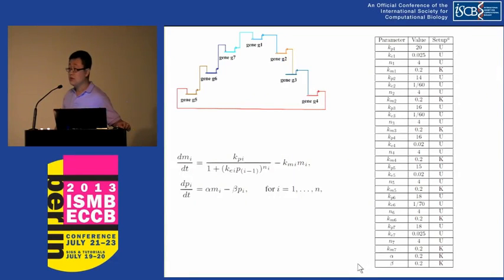And the third example I want to show is a much bigger repressilator model, which contains 7 genes. So each gene represses the next gene. And again, the ODE is generally like this. And these are the unknown parameters in this model.